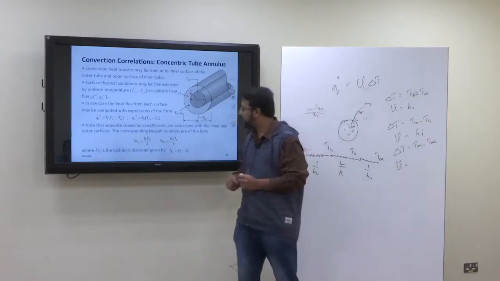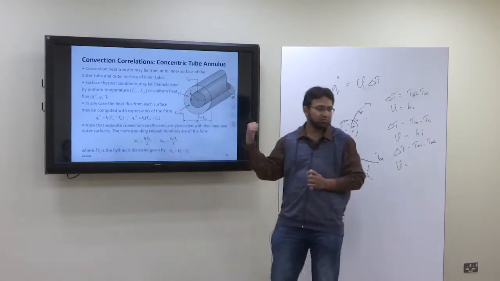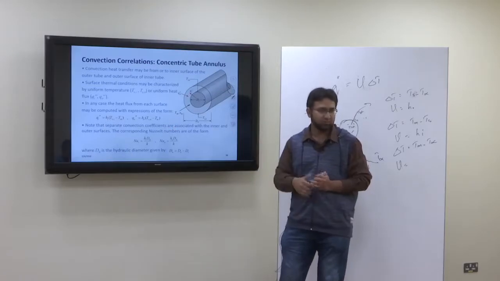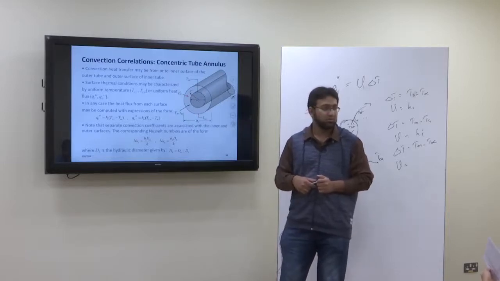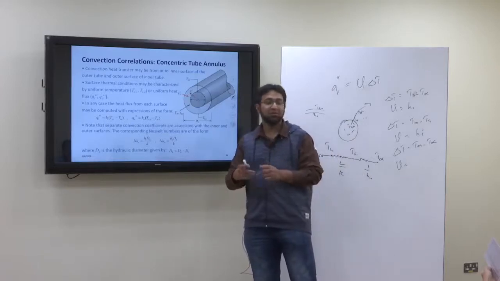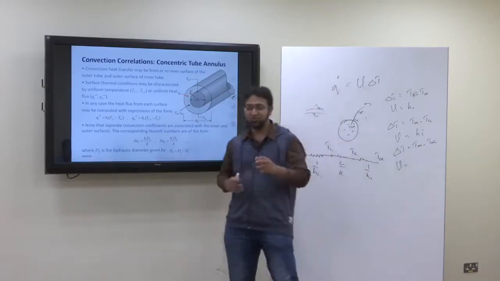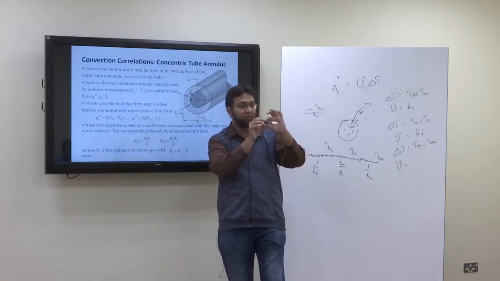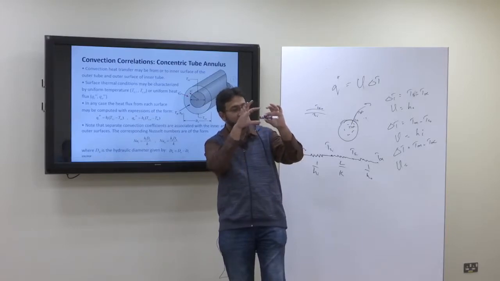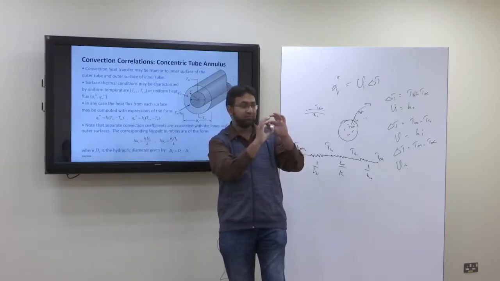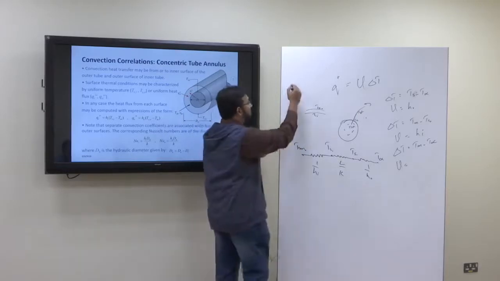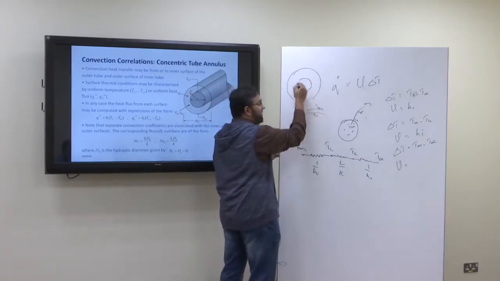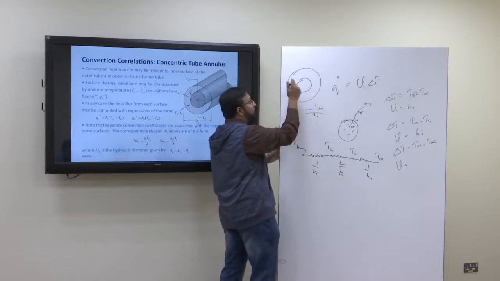Now, we have one problem for this as well. We are not solving it in the class, but in the homework I have put one problem for a concentric tube annulus. What is an annulus? If you have a pipe, and another pipe inside this big pipe, and the fluid is flowing between the two pipes. This is one pipe, this is another pipe inside, and the fluid is flowing within this region.